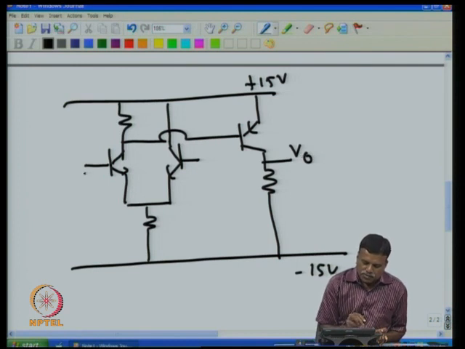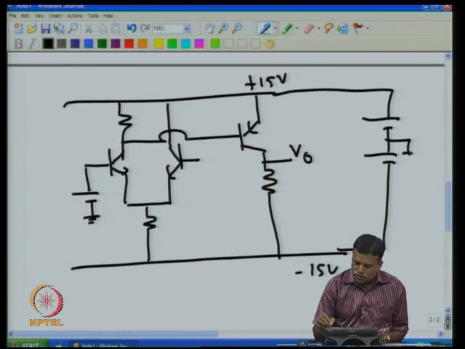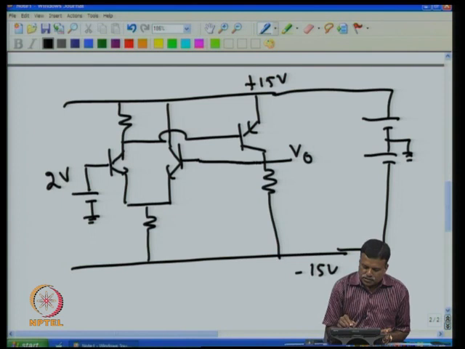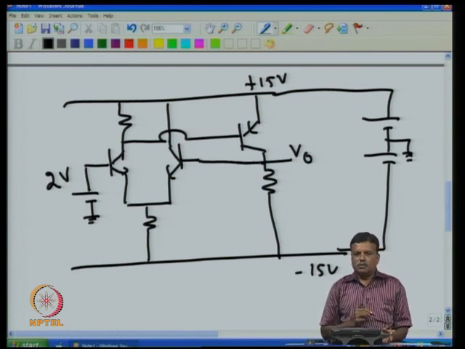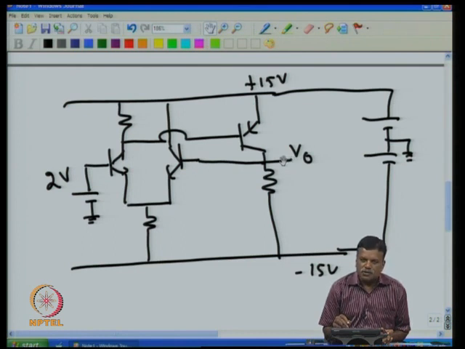Now for example, if I apply a DC voltage here with respect to ground. This is plus 15, minus 15. That means the supply is connected like this, and that is the ground, and that is the input voltage. So for example, if I apply here say 2 volt, then I connect this to this point. Now you will be surprised that if I give 2 volt here, with respect to ground, then if I look at the output V0, this is also 2 volt with respect to ground.